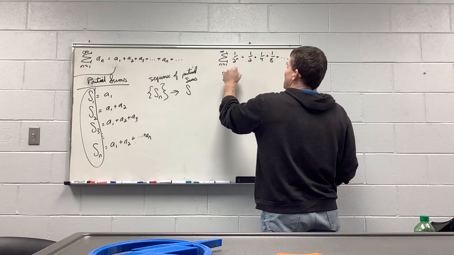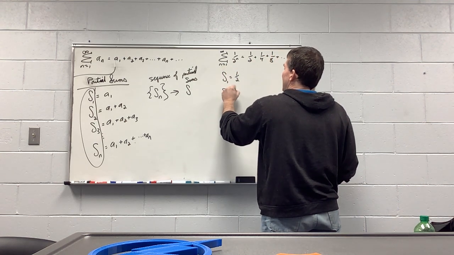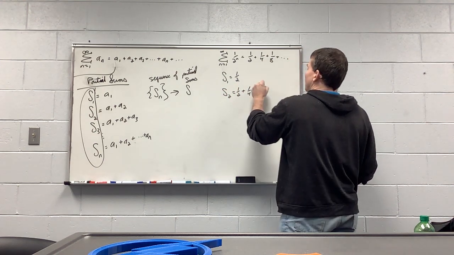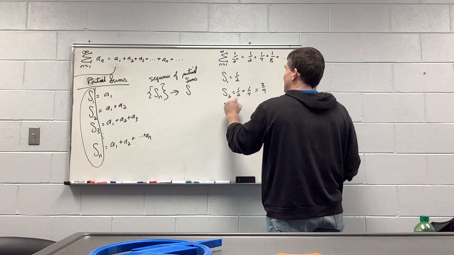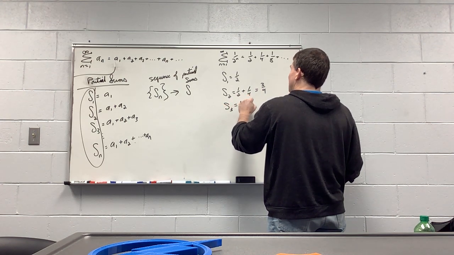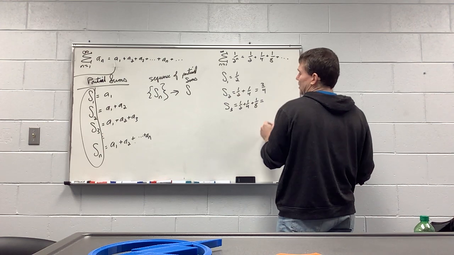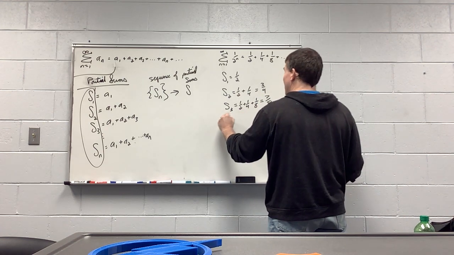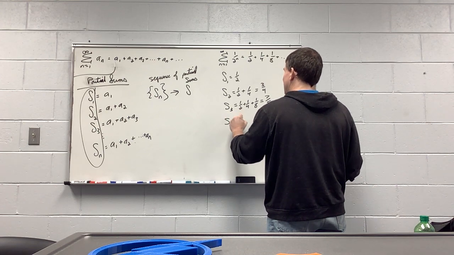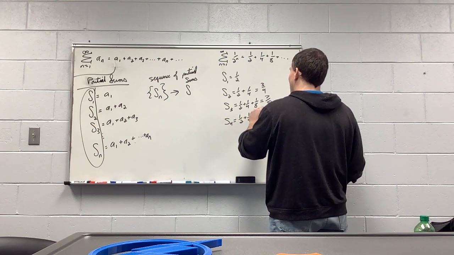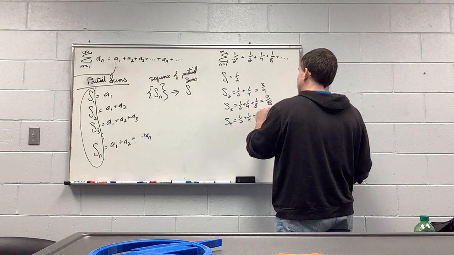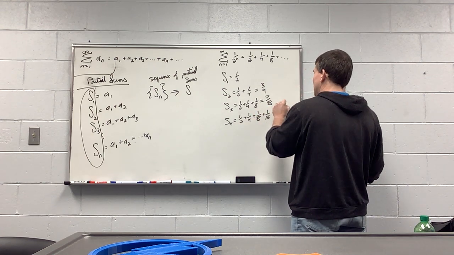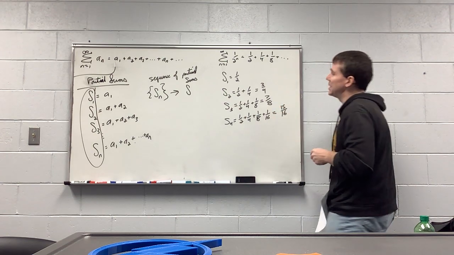Well, if I wanted s sub 1, that would be a half. S sub 2 would be a half plus a fourth, which is 3/4. S sub 3 would be a half plus a fourth plus an eighth, which would be 7/8. 4 plus 2 plus 1. And we'll do one more. S sub 4 is a half plus a fourth plus an eighth plus a 16th. 8 plus 4 is 12, plus 2 is 14, plus 1, 15. It's 15 over 16.